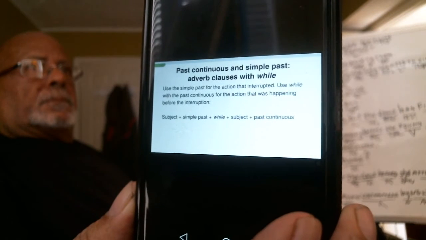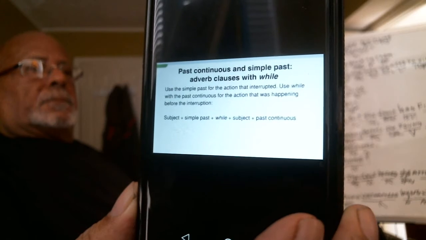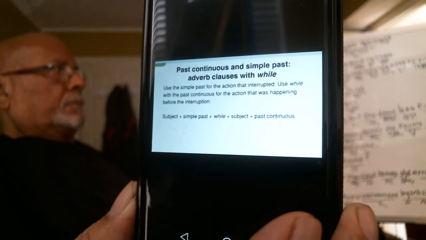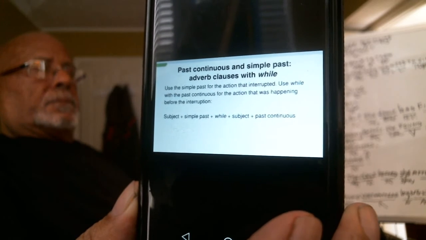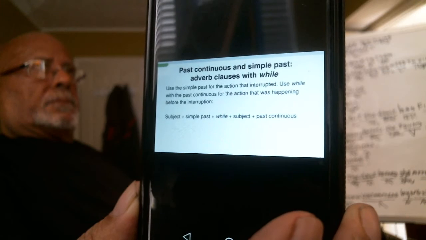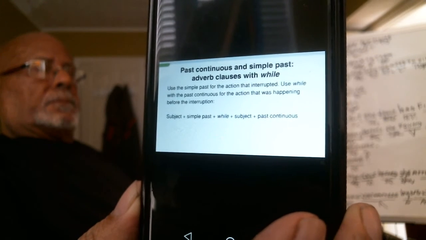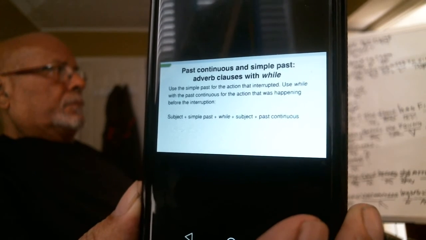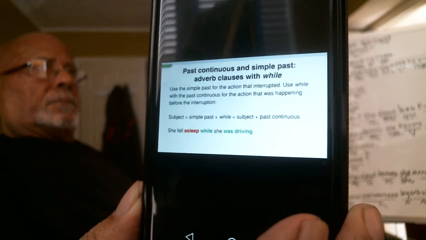Past continuous and simple past. Adverb clauses with while. Use the simple past for the action that interrupted. Use while with the past continuous for the action that was happening before the interruption. Subject plus simple past plus while plus the subject plus past continuous. She fell asleep while she was driving.